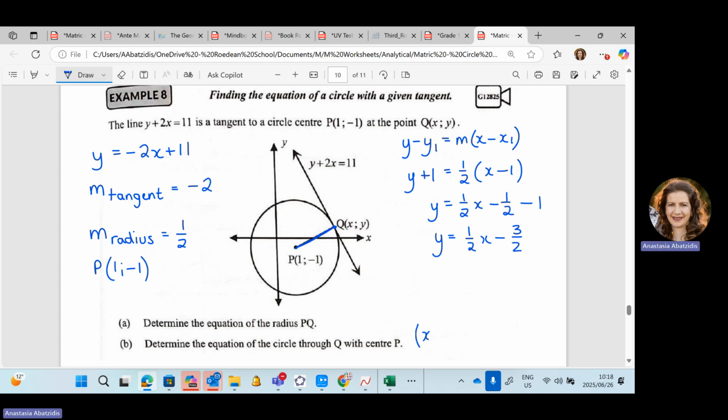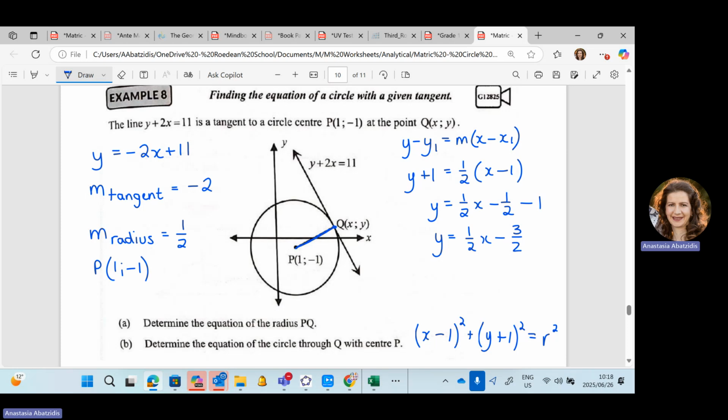So substitute into the a and the b: (x minus 1) squared plus (y plus 1) squared equals r squared. Okay, so that's what we've got so far. In order to solve for r squared, we would need to substitute a point. Do we have a point that lies on the circle that we can substitute in? Not yet. So how can I get this point?